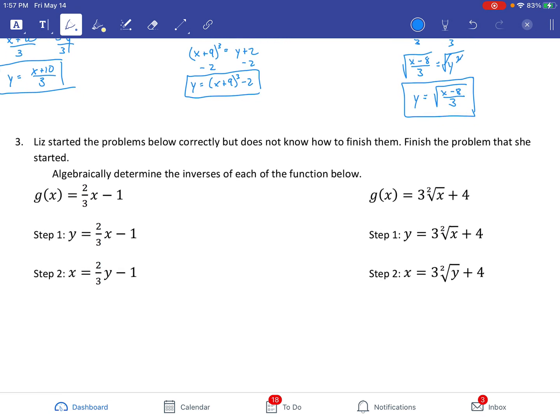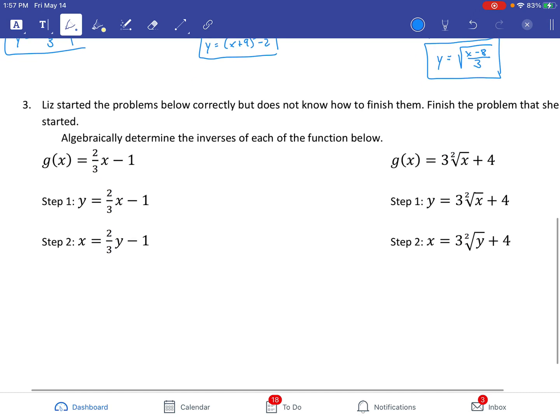Okay. Liz started the problems below correctly, but does not know how to finish them. Finish the problem that she started. So we want to algebraically determine the inverses. So we started with the equation. We got rid of the g of x and made it a y, but everything else stayed the same. And then to find the inverse, you switch the x and the y. So that's what she did in step 2.